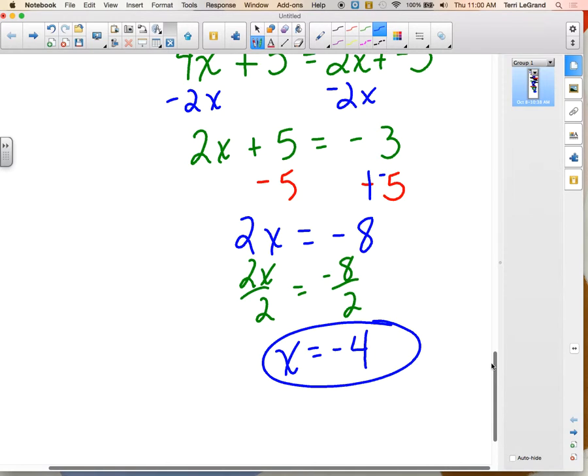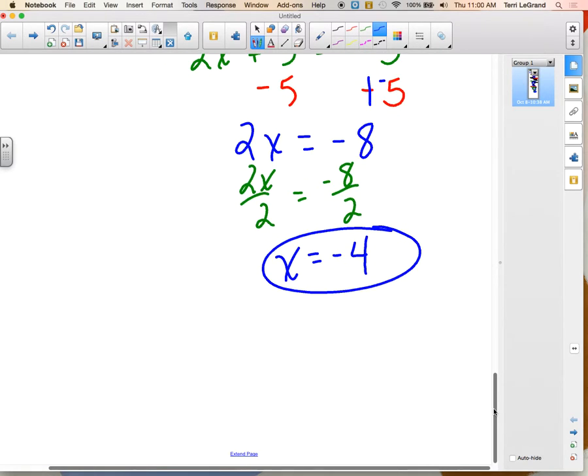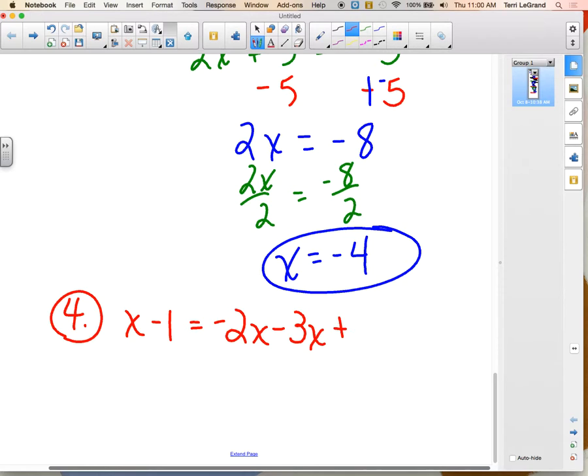Okay, the last one. Ready to write it down? Number 4. x minus 1 equals, and I'll be putting it up here also, x minus 1 equals negative 2x minus 3x plus 3. This is our last equation we'll solve together here.